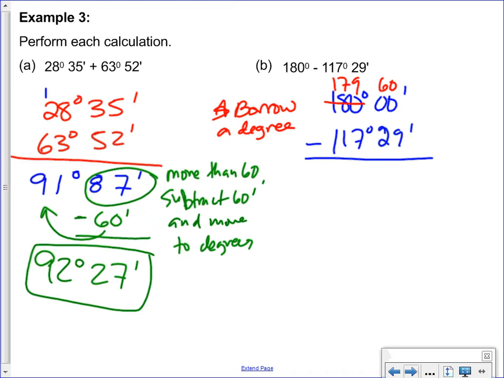Just transfer some minutes over so you can then subtract. Okay, here we go. 60 minus 29 is 31 minutes. And then 179 minus 117 is 62. So 62 degrees, 31 minutes. This is less than 60. That's it.